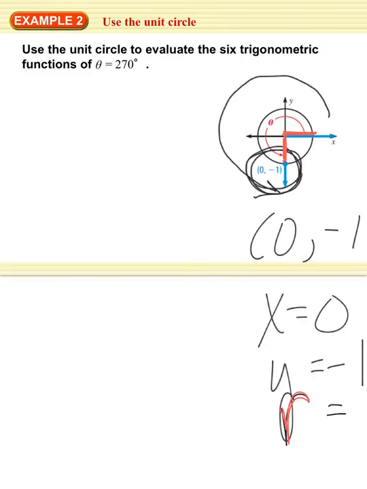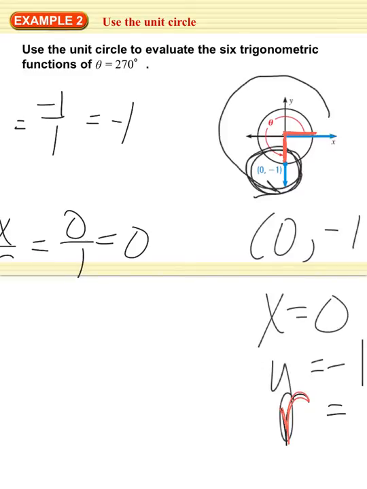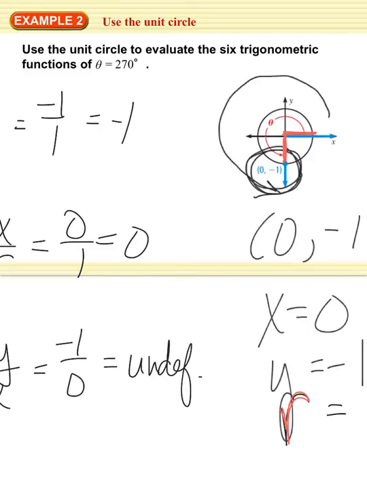So let's just do our sine, cosine, and tangent using the y's, the x's, and the r's. Sine equals y over r, negative 1 over 1, which is negative 1. Cosine is x over r, which is 0 over 1, which is 0. And tangent is y over x. So I've got negative 1 over 0, and you cannot divide by 0, so it's undefined.